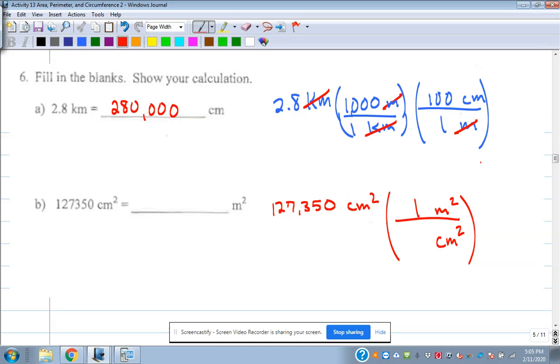Squared. What's a square meter? It's a meter by a meter. It's a meter this way and a meter that way. So it's 100 centimeters this way and then 100 centimeters this way. How many square centimeters is that? 100 times 100, right, which is 10,000. That's where that's coming from. 10,000.